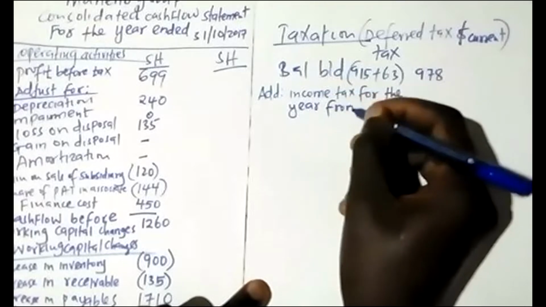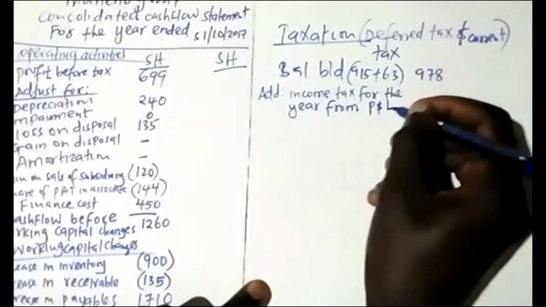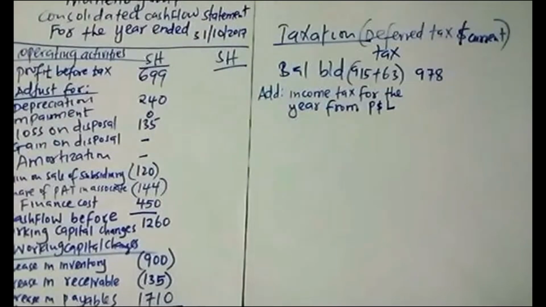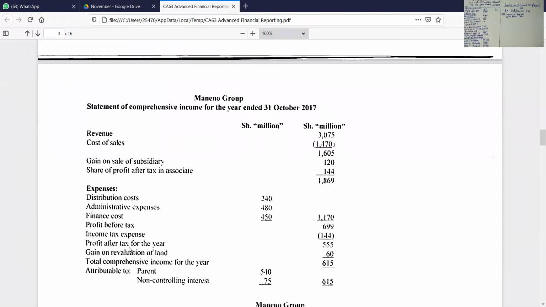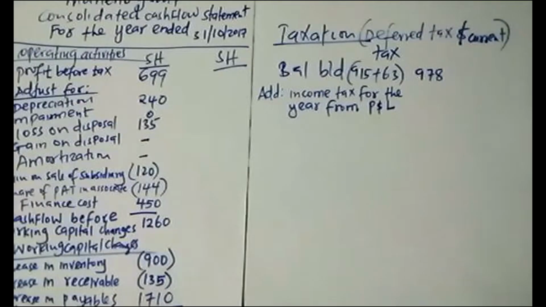From P&L. So income tax for the year from P&L, we go to the income statement. Under the income statement, the income tax from P&L is 144. This is the tax they paid during the year, from the income statement, income tax, 144.